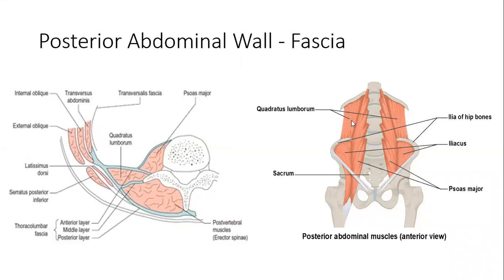Quadratus lumborum is supplied by the anterior rami of spinal nerves T12 up till the upper 4 lumbar spinal nerves. Its action includes extension and lateral flexion of the vertebral column. Also, since it is attached over the inferior border of the 12th rib, it also fixes the 12th rib during inspiration.